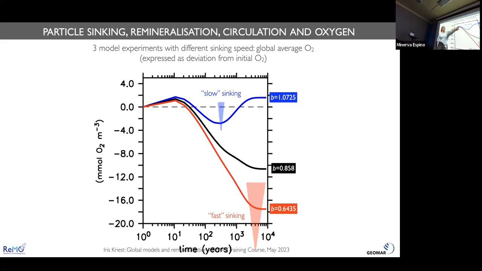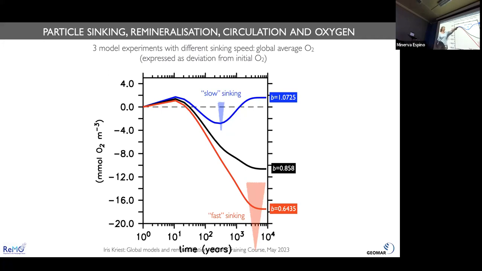The 3 different lines here indicate different Martin curves of sinking speed assumptions plugged into the model. The blue one is a rather high Martin V of around 1, representing rather slowly sinking particles. And the red one is a rather low Martin V, representative of a very fast increase of sinking speed with depth, so rather fast particles. So what you see here is something very interesting.